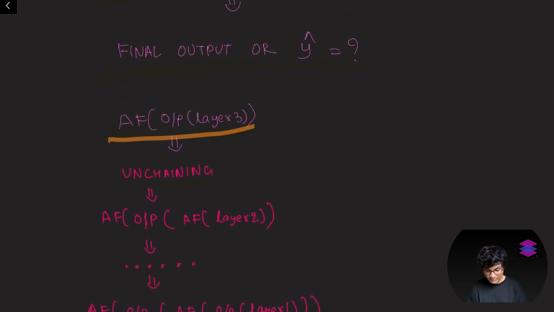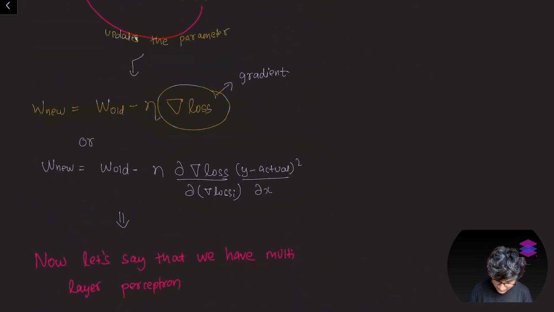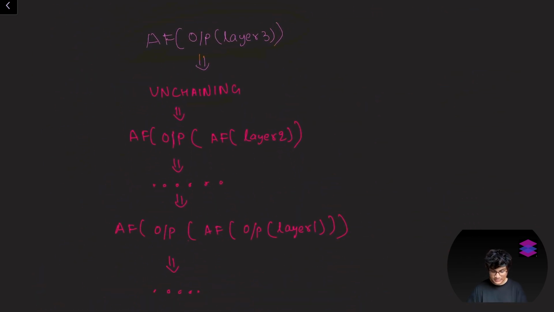Now this output, if you wanted to unchain it, right? Because I already told you that in order to update the weight, first of all, you need to find out the gradient. Without the gradient, you cannot even update the weight. And what is the gradient? I already told you before, it is just the differential of your loss function. Okay, now just unchain it.